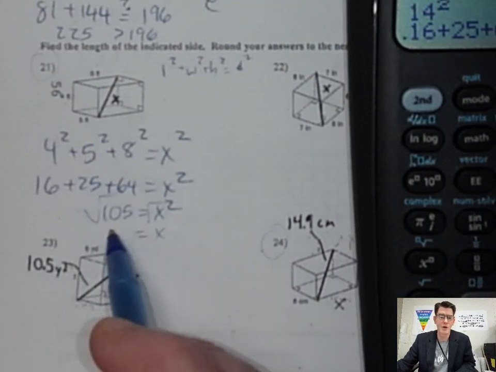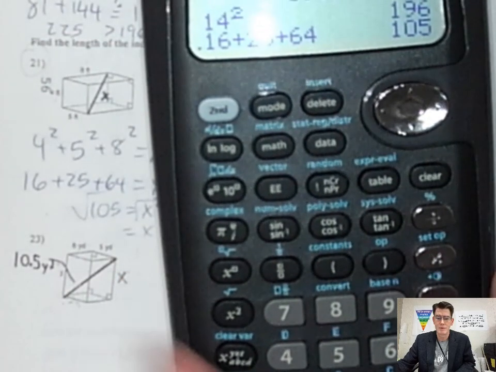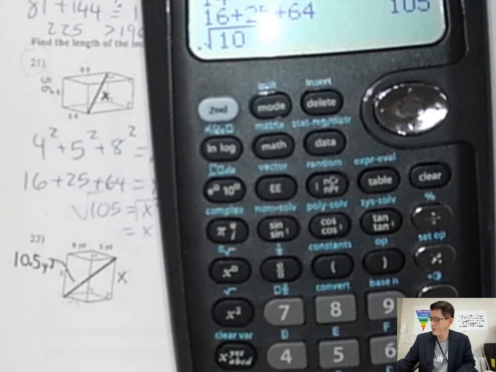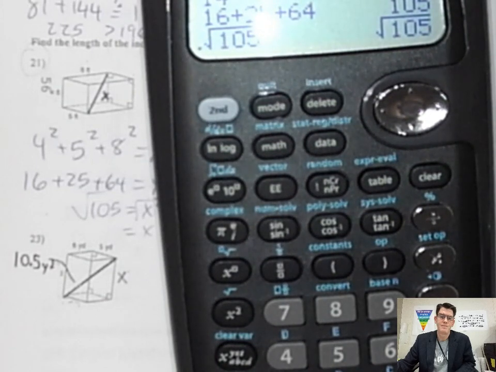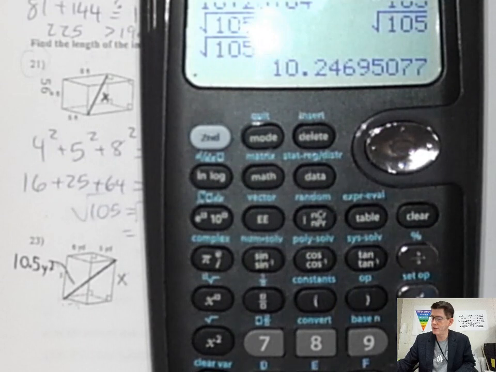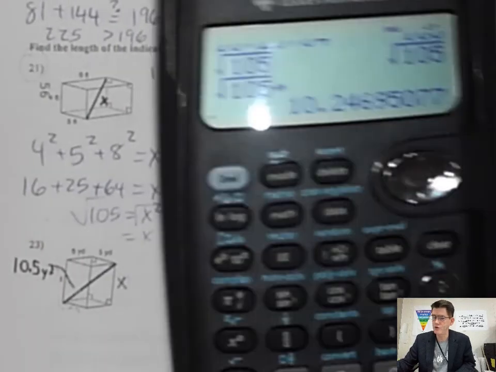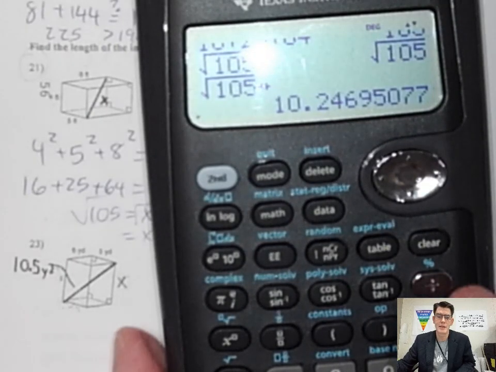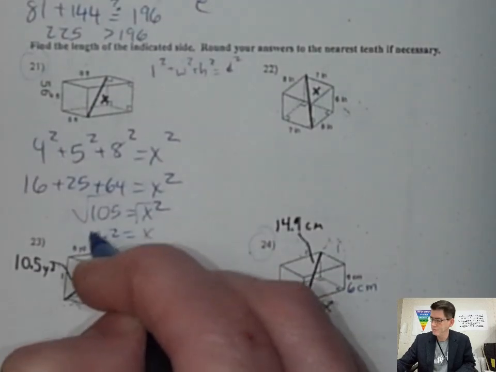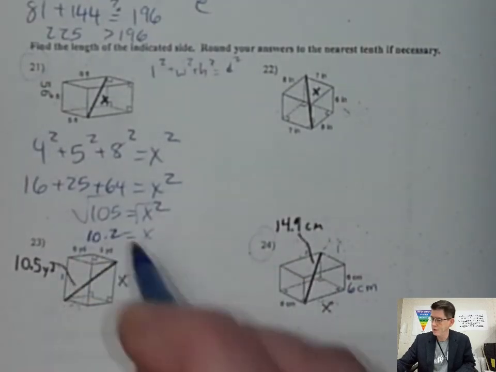x is something over 10, right? 10 point something. Square root of 105. 10 point, and it said round to the nearest tenth, I think, on the instructions below. We'll use that same set of instructions, 10.2. There you have it.